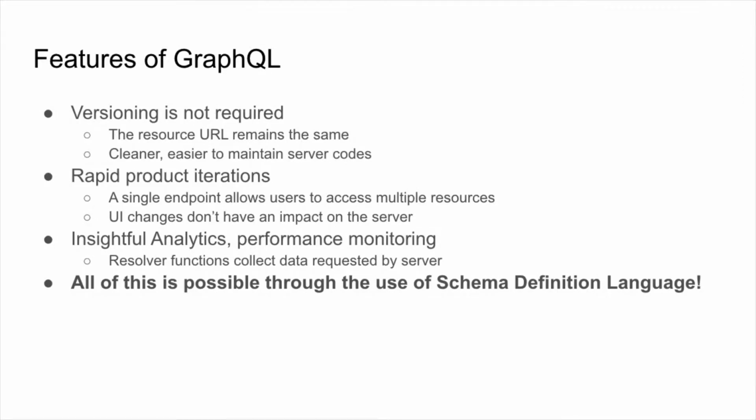The single API endpoint allows users to access multiple resources, and any changes on the UI or the front end does not have an impact on the backend server. In addition, GraphQL provides insightful analytics features through the use of resolver functions, which collect data requested by the server. All of these features are made possible through the use of schema definition language.